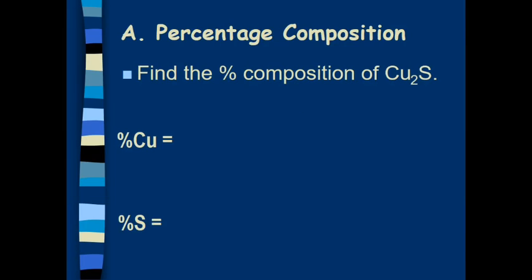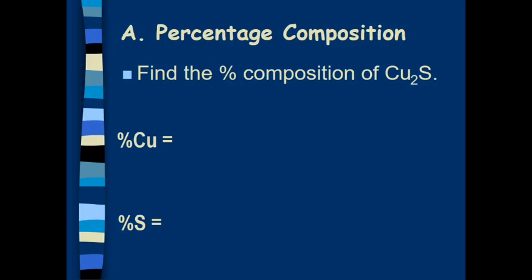The first example we're going to look at is finding the percentage composition of Cu2S. What is the name of Cu2S? Hopefully you came up with copper(I) sulfide as your name. And let's get busy with those calculations.